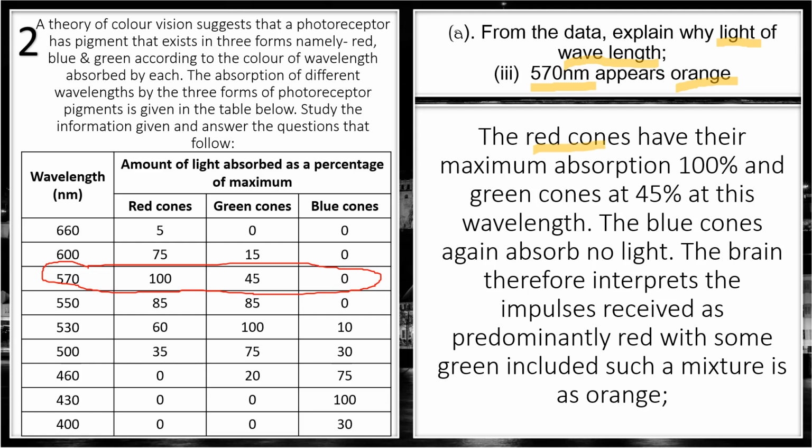The red cones have the maximum absorption, which is 100%. And the green cones are at 45% of this wavelength. Whereas the blue cones, again, absorb no light in that wavelength. So the brain interprets the impulse received as predominantly red, with some green included. Such a mixture is seen as orange.